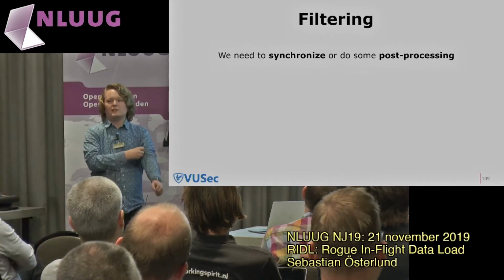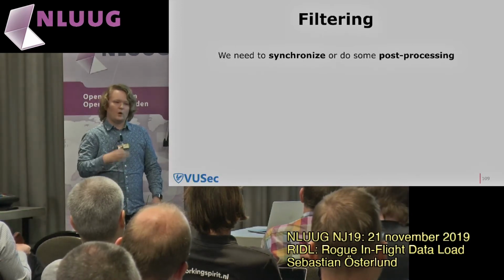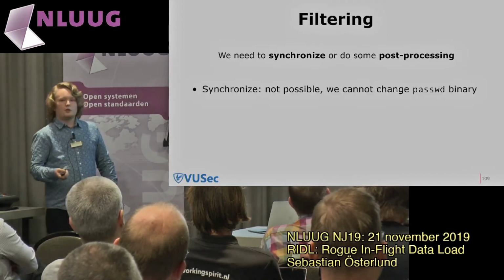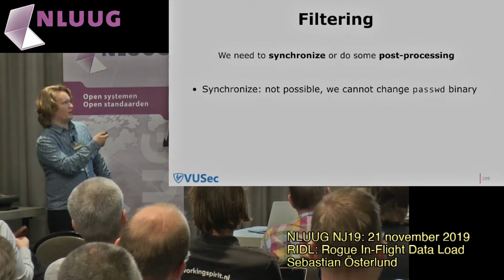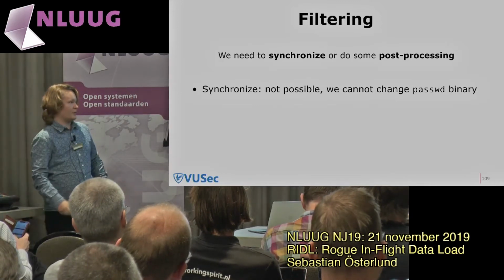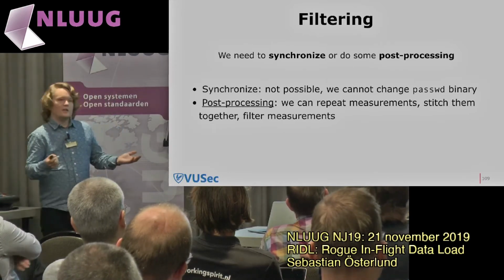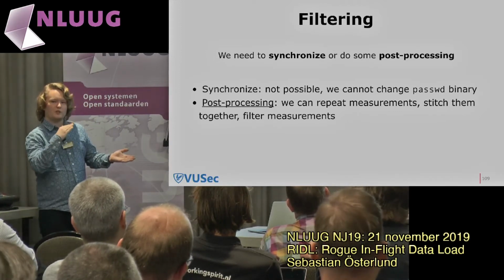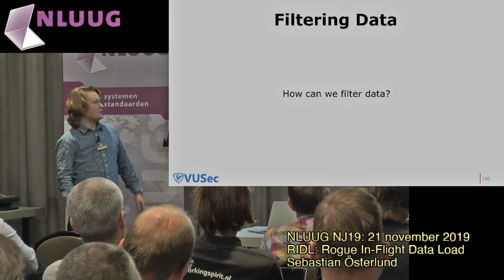There are basically two alternatives here. One is to do some synchronization, so you know the exact time when the data is in these buffers. The other is to do some smart post-processing. We found that synchronization is not really easy to do because, for example, in the password example, we can't change the binary at all, so we can't add any synchronization primitives there. So we had to opt for post-processing. A nice thing about the password utility is that you can repeat this a bunch of times, so we can do many measurements and stitch them together to get a clearer result.